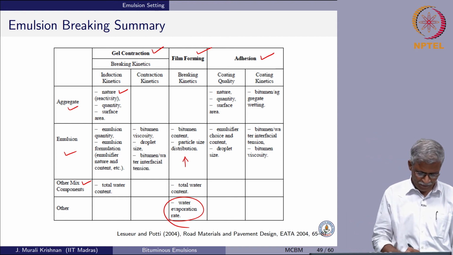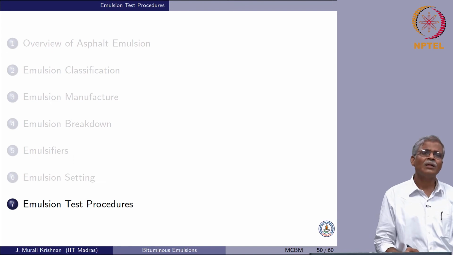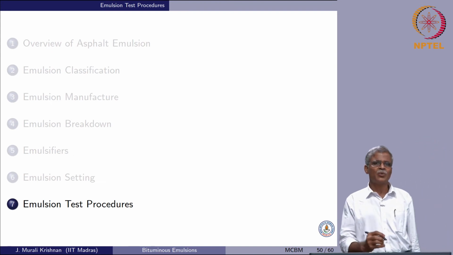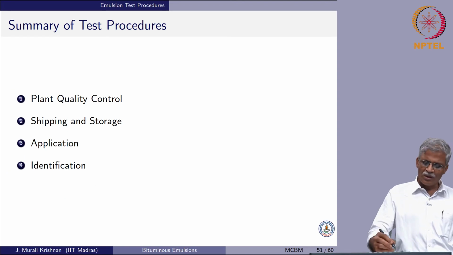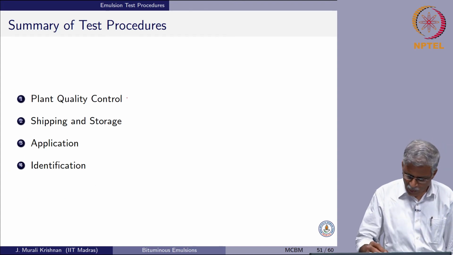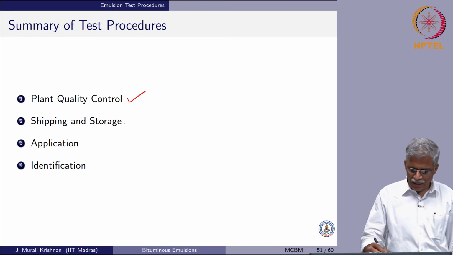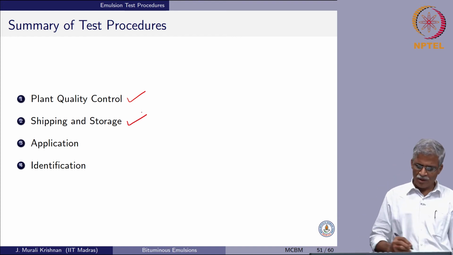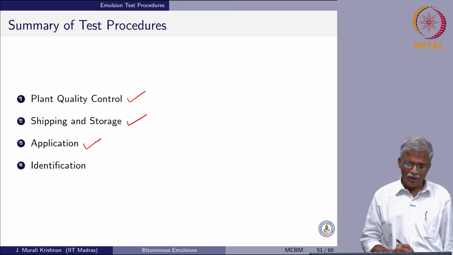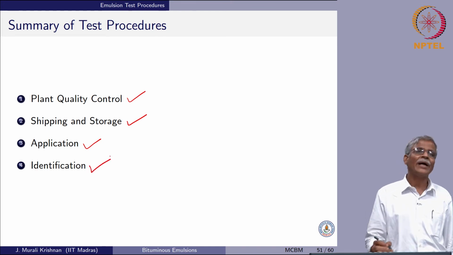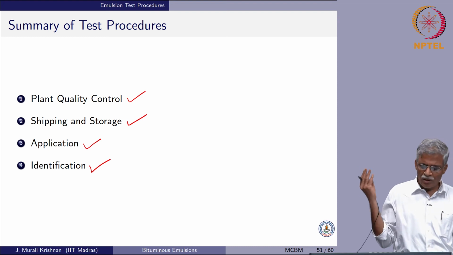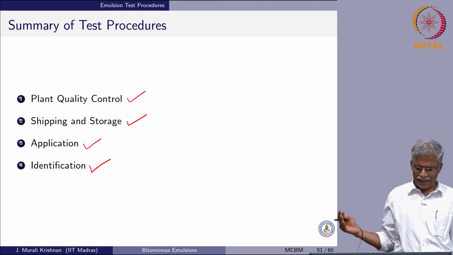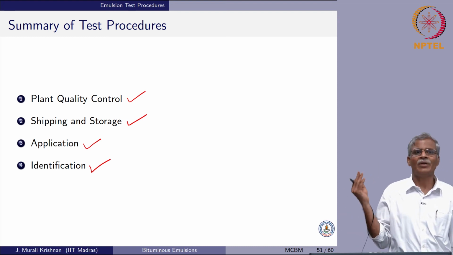So, this in a nutshell gives you clearly the factors that will play a critical role during emulsion breaking. Let us continue our discussion about the emulsion test procedures, but before we do that, let us recap the summary of the test procedures. One is quality control, another is shipping and storage, third is application, and fourth is identification. Okay. So, plant quality control, shipping and storage, application as well as identification.